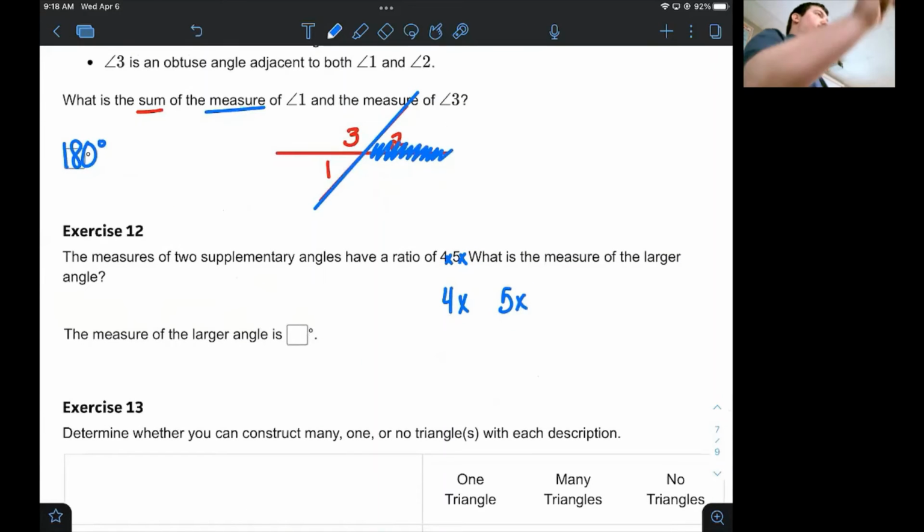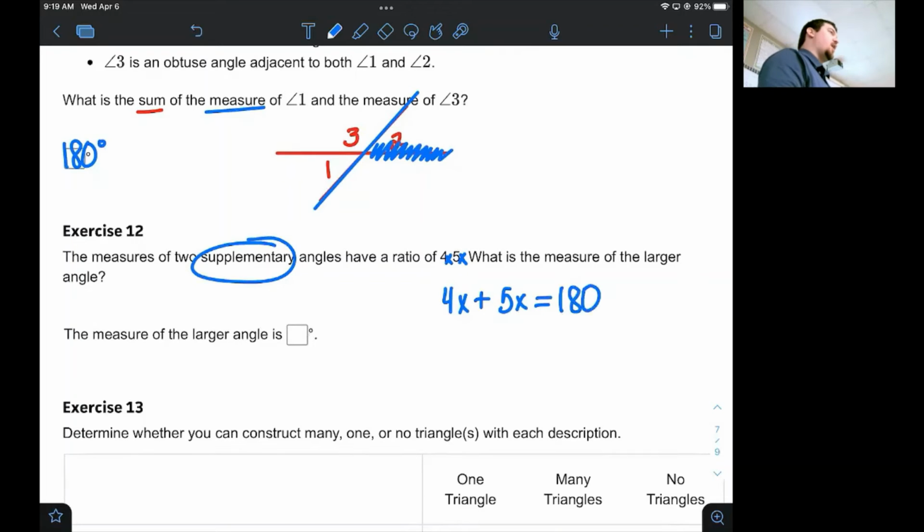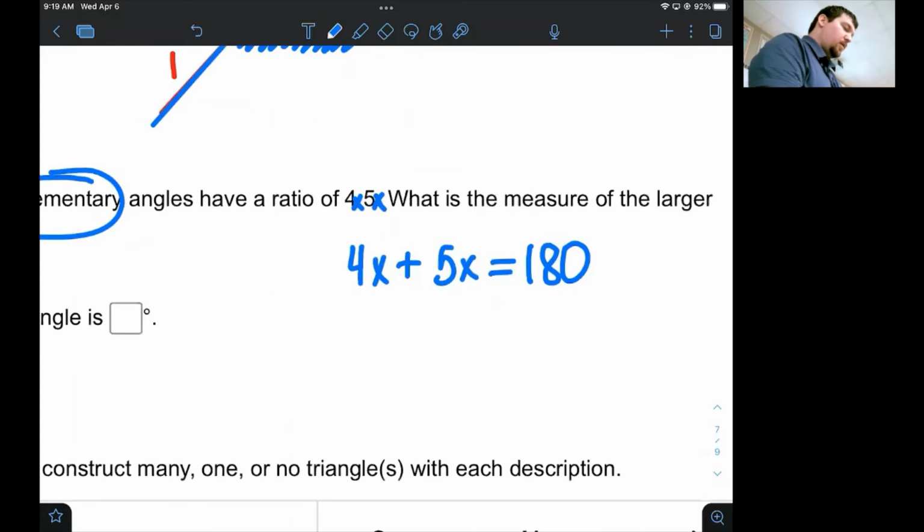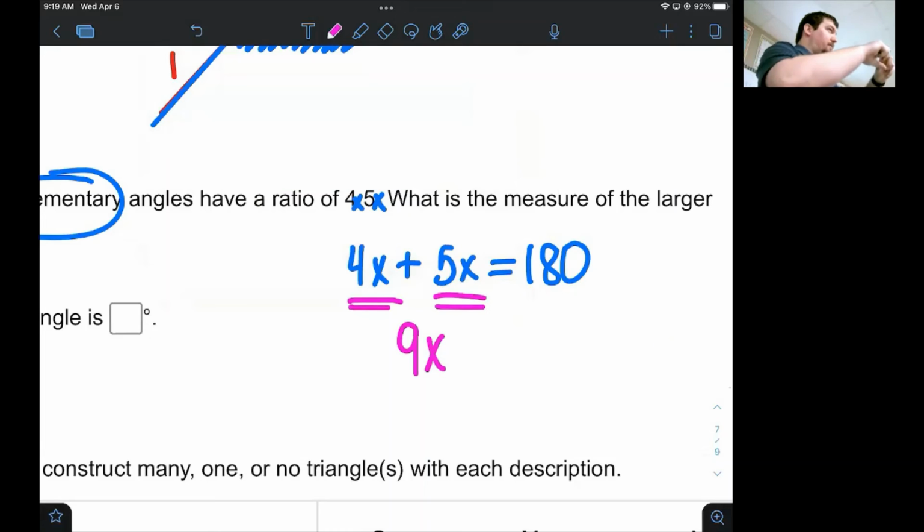That means they're still going to have a ratio of 4 to 5 because one's got a 4 in front of it, one's got a 5 in front of it. If they're supplementary, what will they add to? 180. So put a plus sign between them and set them equal to 180. That is going to help me solve X. I can figure out what factor they both have. What does 4X and 5X combine to give you? 9X. Yes, so I can't divide the 5 over. I can't do that because I have to combine them first. Anytime you've got more than one variable term, you have to combine them before you do anything else. So I got 9X equals 180. Now I can divide by 9.